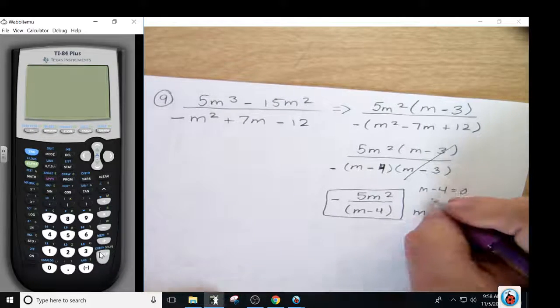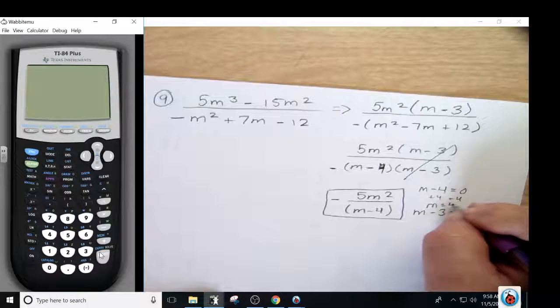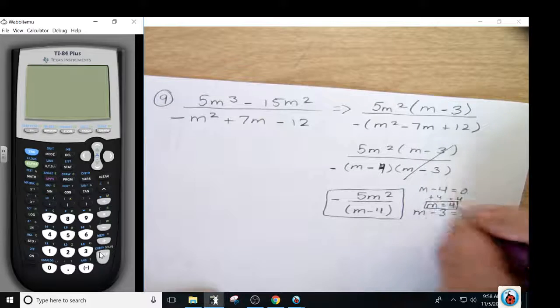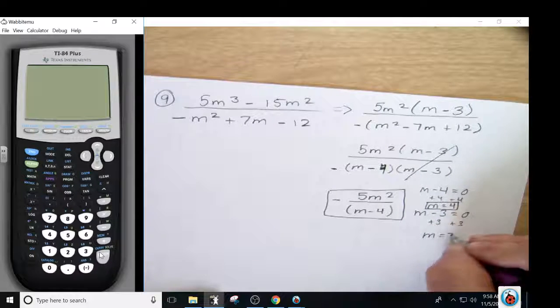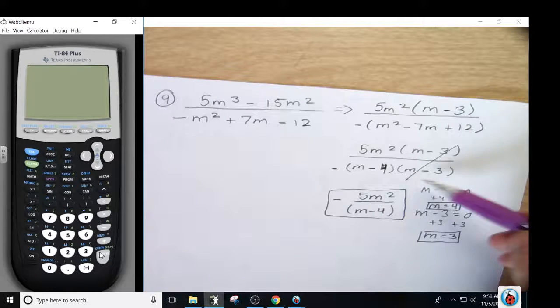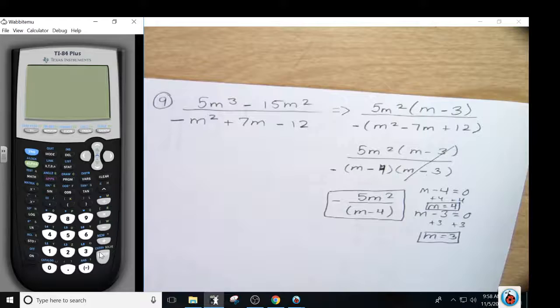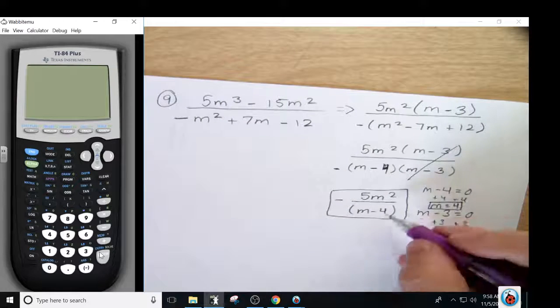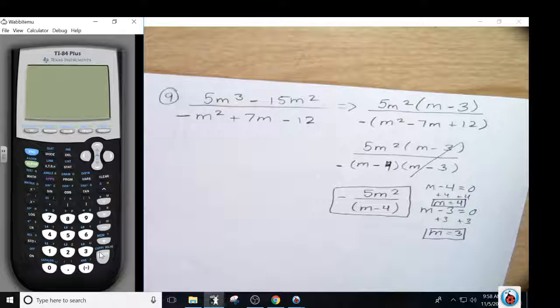Okay. So m equals 4 is one of my excluded values. M equals 3 is my other one. So guys, you need to find your excluded values before you simplify. Notice I didn't do that, so I actually would have got that question wrong. Yes, these are your two excluded values, and that's your simplified answer.